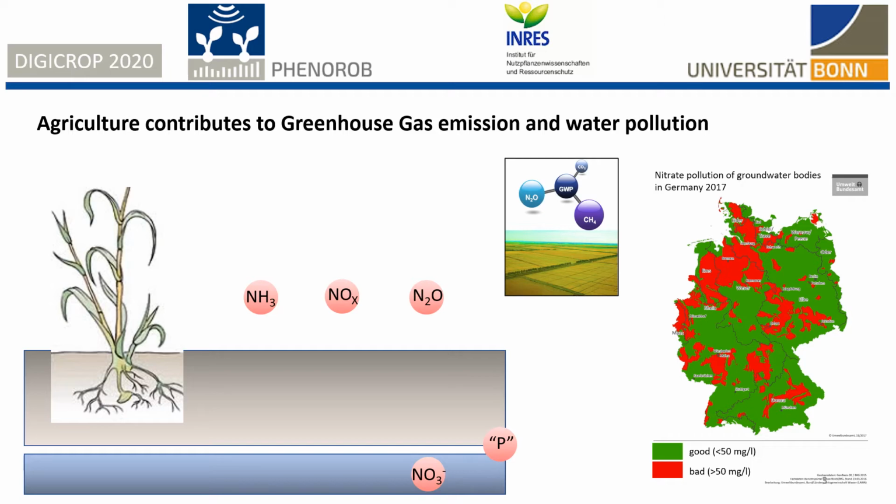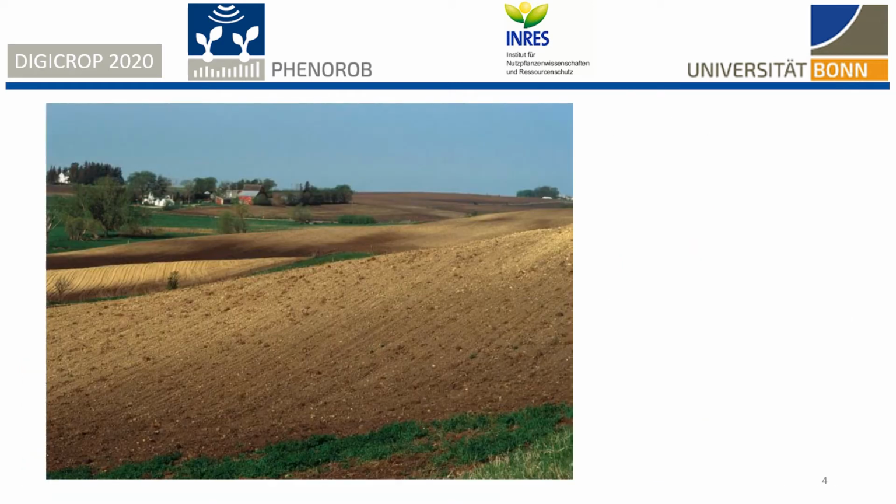Furthermore, unnecessary fertilization has a negative impact on the farmer's economic balance sheet. So there is a need for optimized fertilization in the interest of farmers as well as the environment. The inhomogeneity of soils often makes precise fertilization based on punctual soil samples impossible.